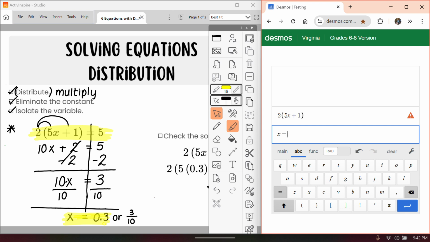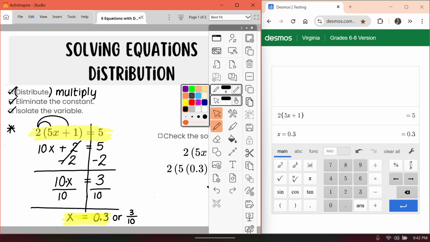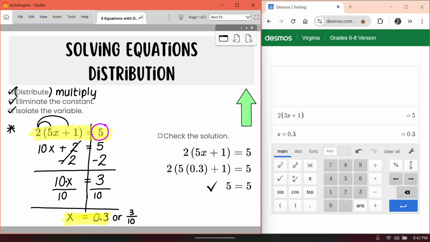So I got x equals 0.3. And then look at that first line. It says equals 5. And if you look back at the equation, it said it was supposed to equal 5. So that's how I can use Desmos to check my answer and make sure that I have solved it correctly.